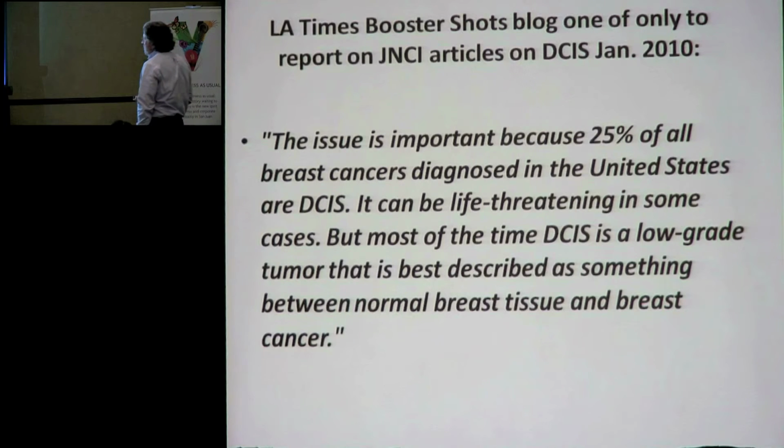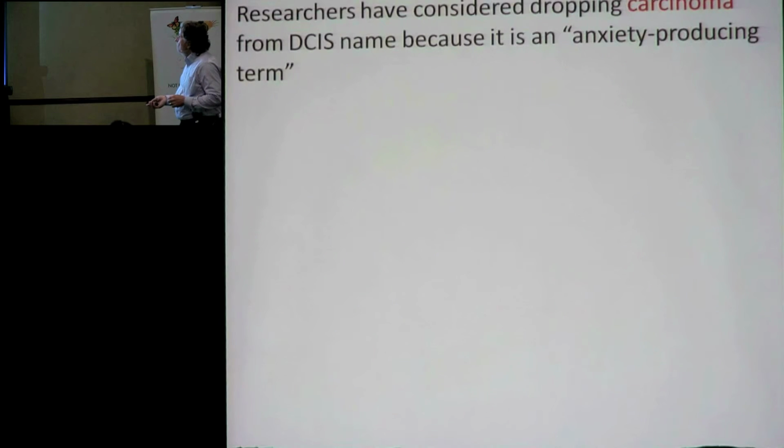The issue is important. 25% of all breast cancers diagnosed in the US are DCIS. It can be life-threatening, but most of the time it's a low-grade tumor, best described as something between normal breast tissue and breast cancer. Let me just stop there. How many people knew about DCIS before this today?